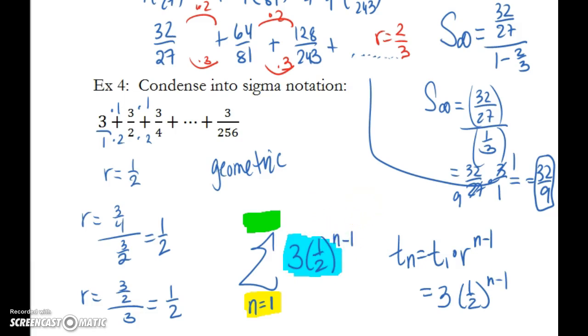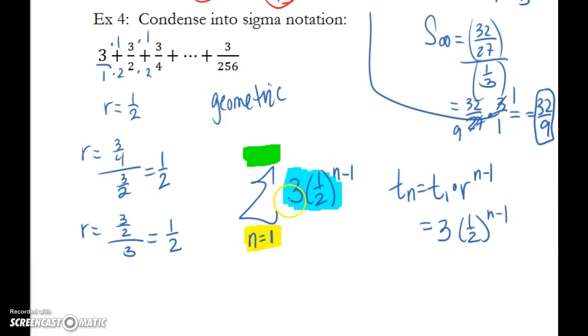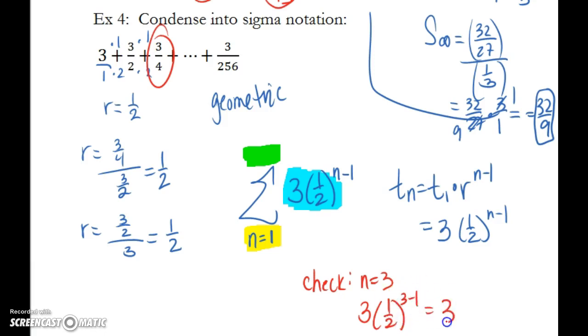Alright, so this is our expression for our geometric series, and you can check by just plugging in a value for n. Like, let's plug in n equals 3, and we should get our third term 3/4. So we plug in 3, we get 3 times 1/2 to the 3 minus 1, which is 3 times 1/2 squared, which is 3 times 1/4, which is 3/4, and yes, that matches.